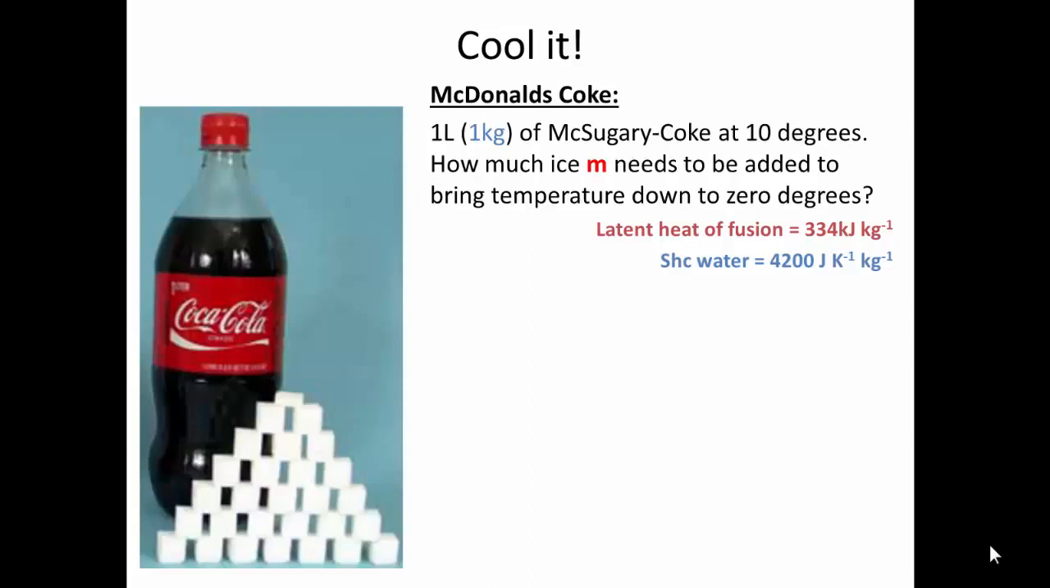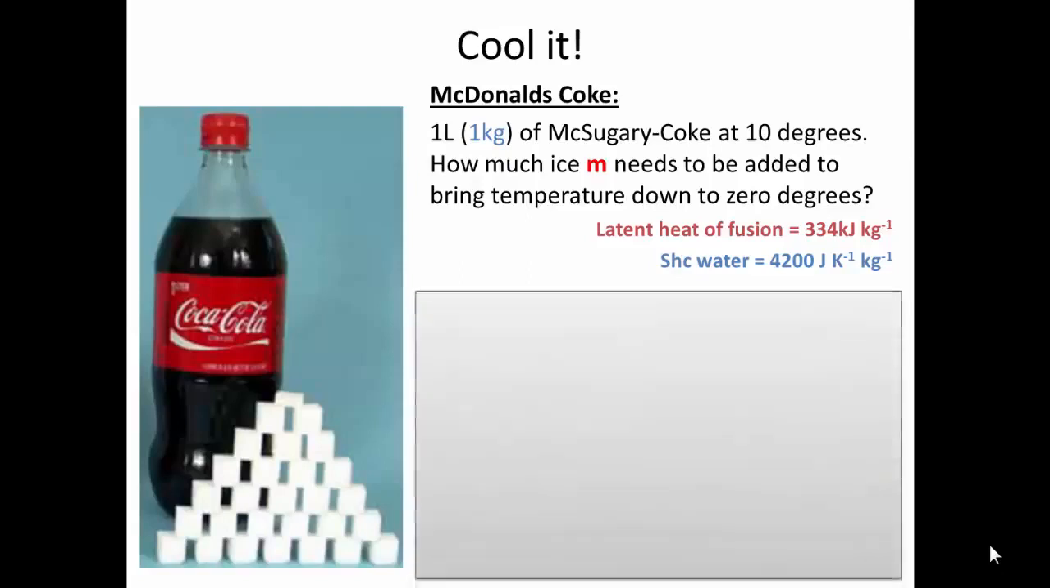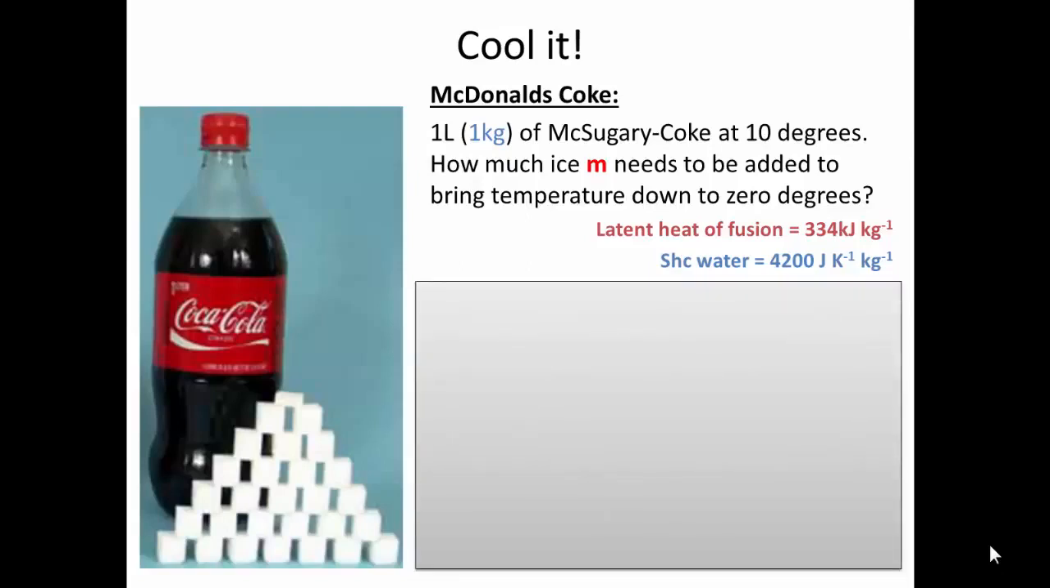You need to know the latent heat of fusion is 334 kilojoules per kilogram, and the specific heat capacity of water is 4,200 joules per Kelvin per kilogram. So basically what happens is that the ice is put into the Coke, the ice melts, and in making the ice melt, the Coke will lose some of its heat, its thermal energy, to melt the ice. So the energy which is lost by the Coke will be the energy which is absorbed by the ice cubes.